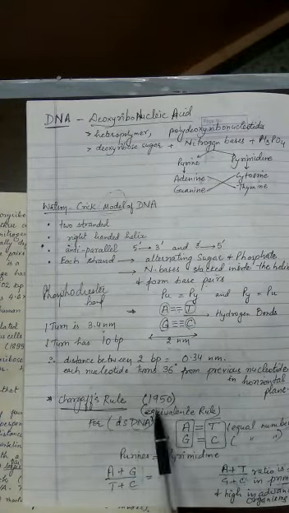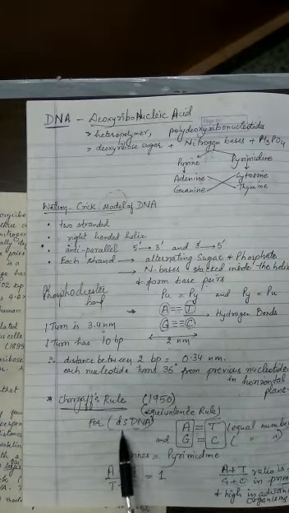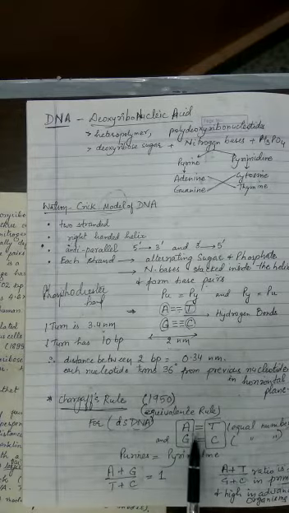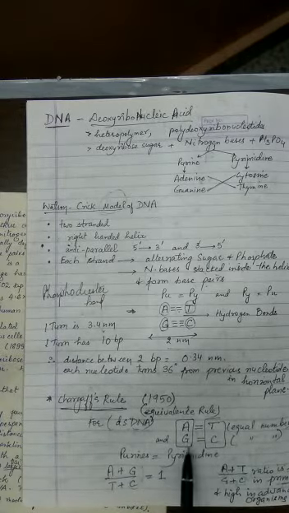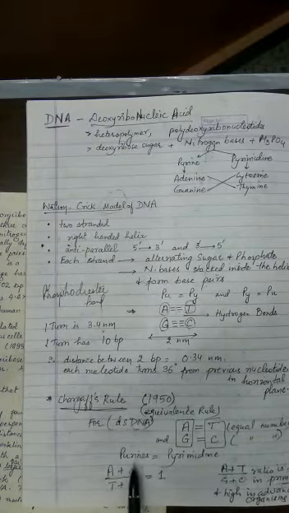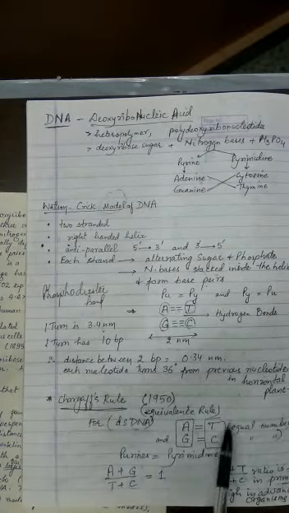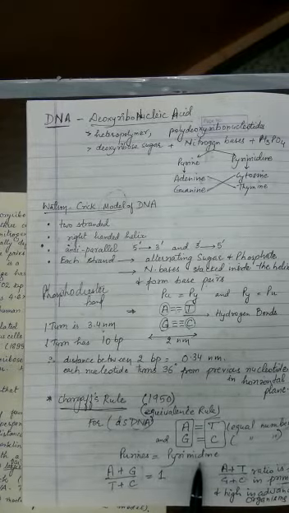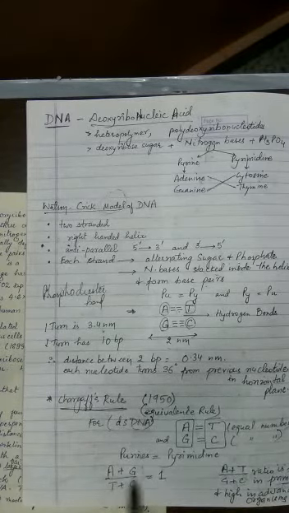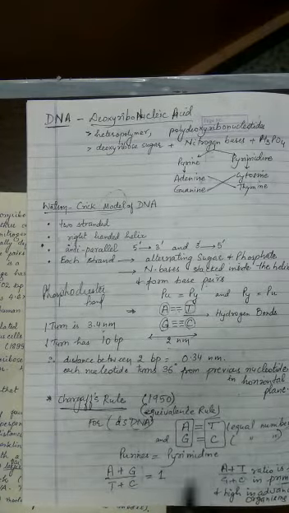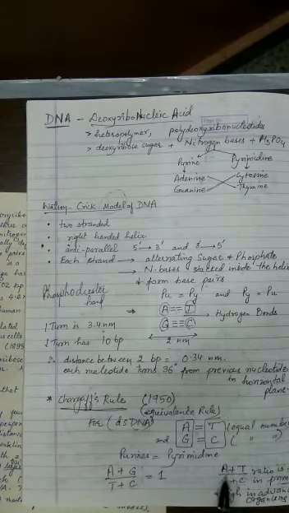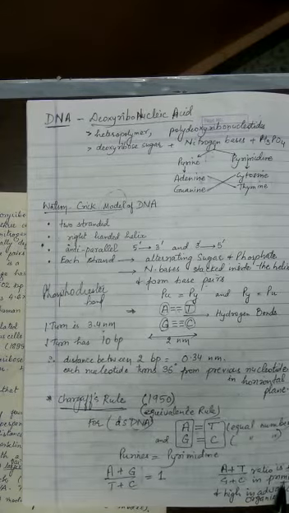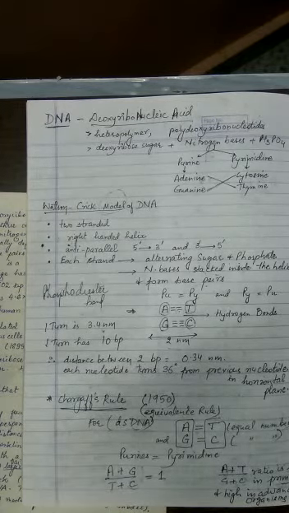The Chargaff rule was given by Chargaff in 1950 for double-stranded DNA, and according to him, the number of A is equal to the number of T and the number of G is equal to the number of C. That means purines, because these two are purines and these two are pyrimidines, will always be equal to the number of pyrimidines. So A plus G divided by T plus C is equal to 1. But remember, this ratio is not going to be the same for everybody. The A plus T divided by G plus C ratio is low for primitive organisms and high for advanced organisms.